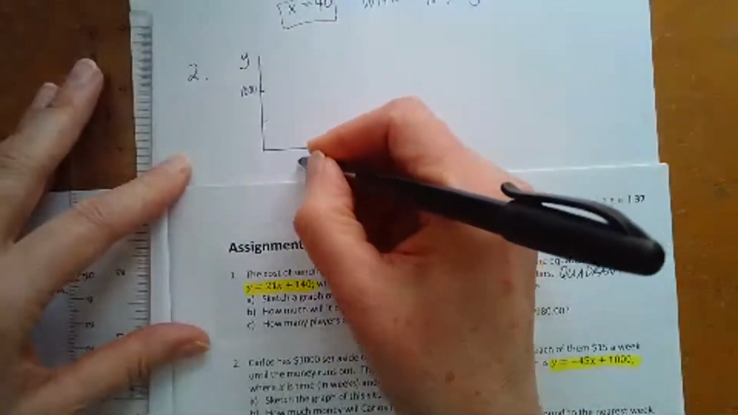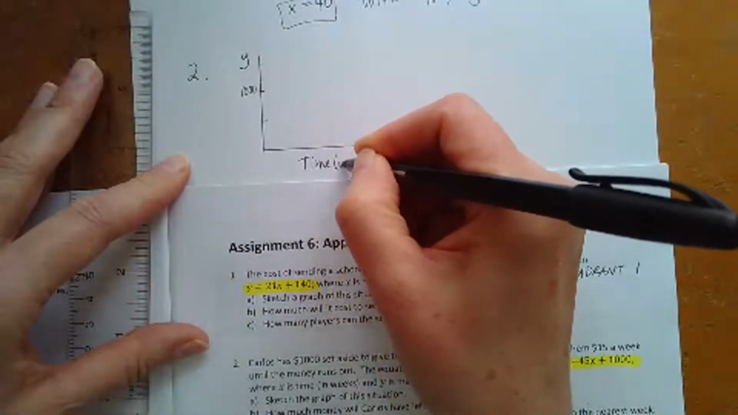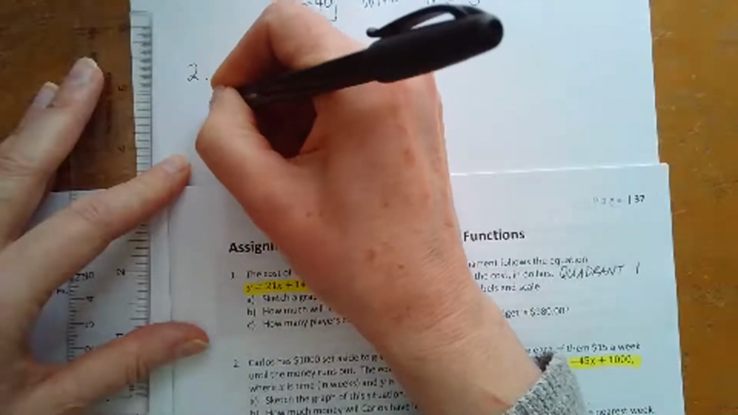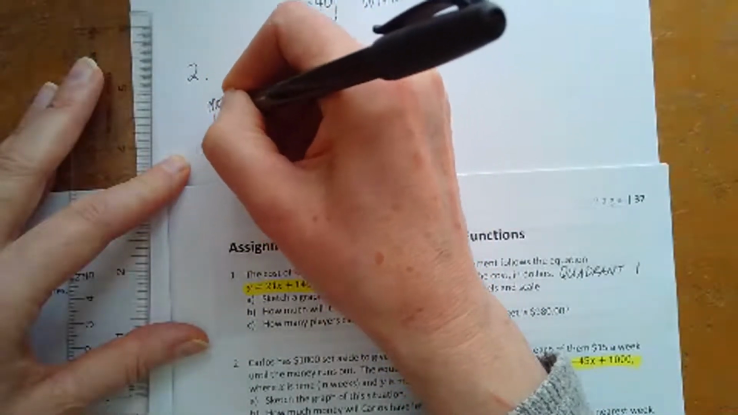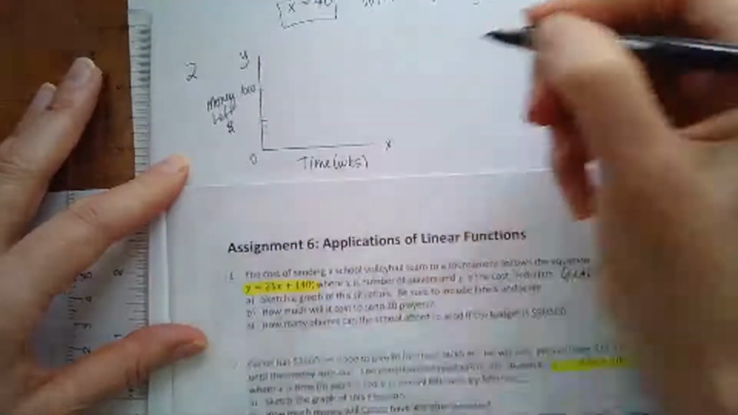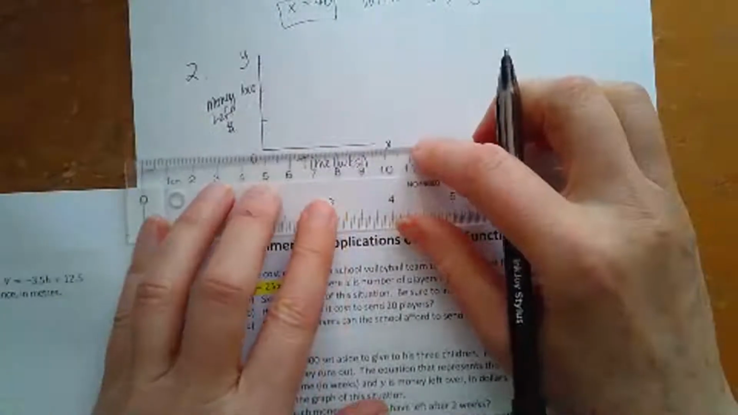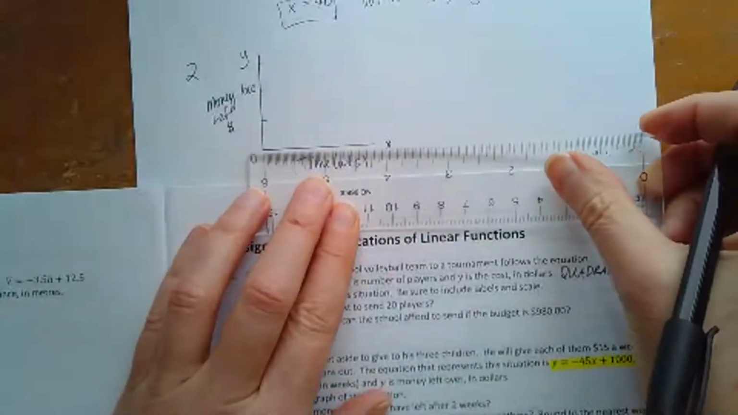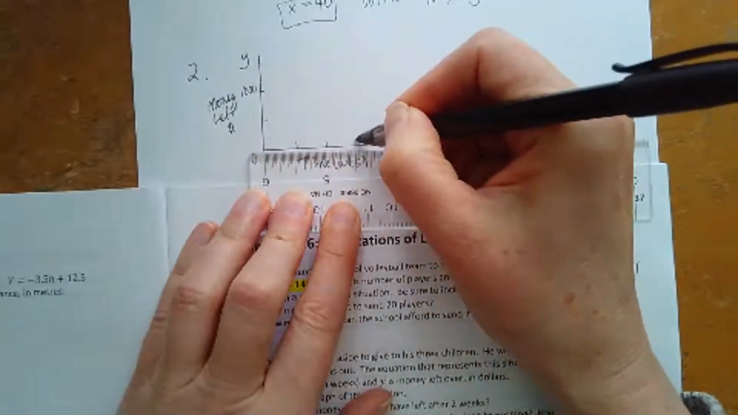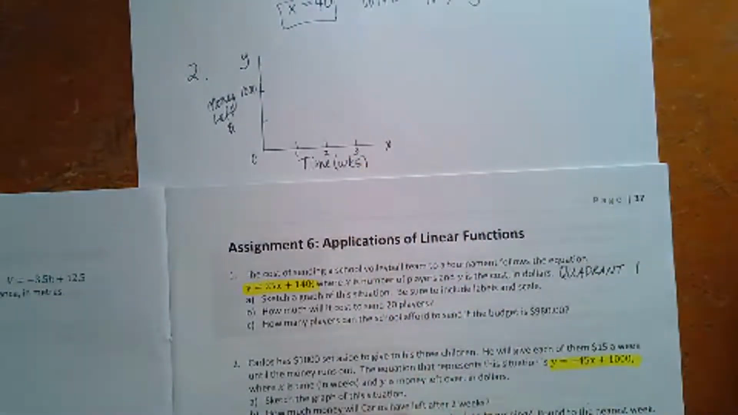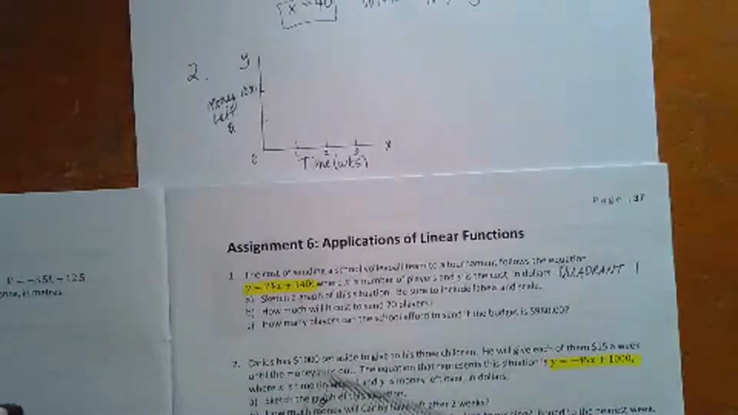X is time in weeks. And the Y value is money left in dollars. Okay, this is 0. Actually, I'm going to make a bigger scale. 1, 2, 3. All right, for this one, for the downward graph, okay, clear your calculator out, clear it out of its memory.